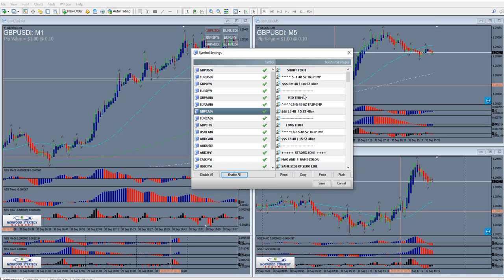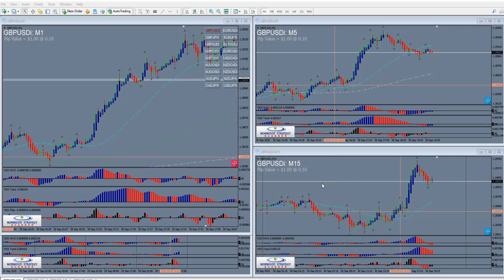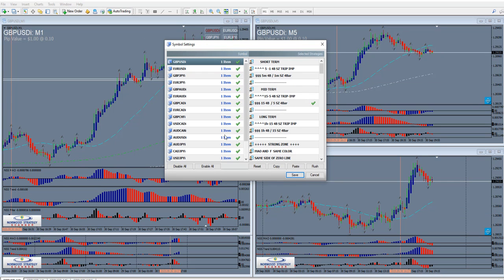So for example, let's just click on this one right here. Now it says 1 item right there. If I wanted to be on all of them, I just click flush. Now that item is on all of those pairs, and I click save. When you click it, it goes away. You can bring it back up and see that everything is still set right there.